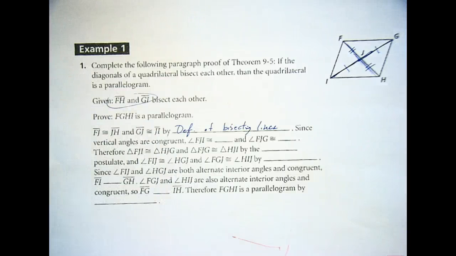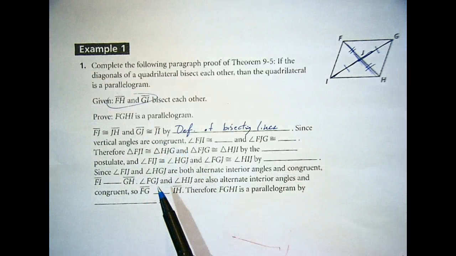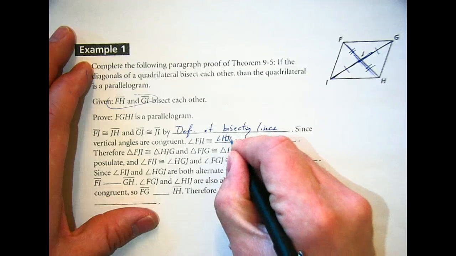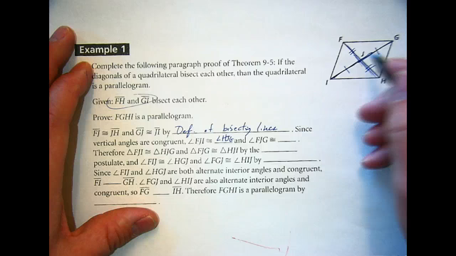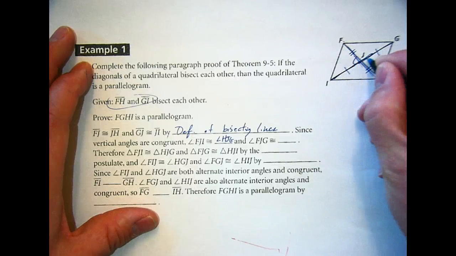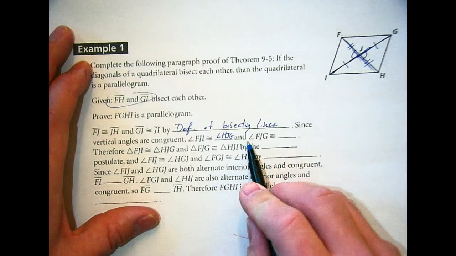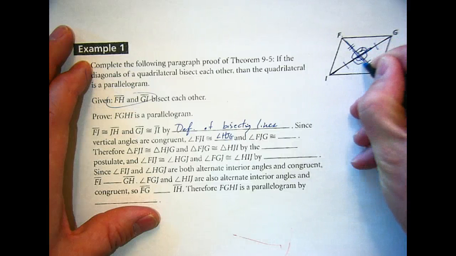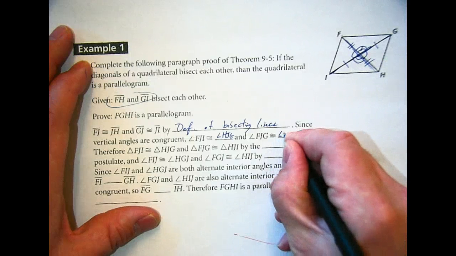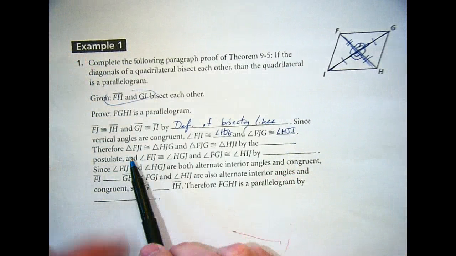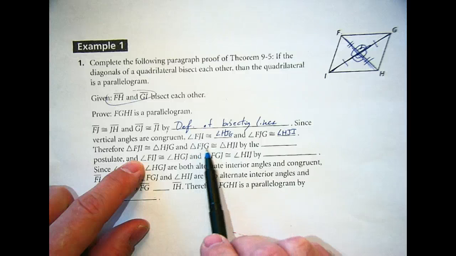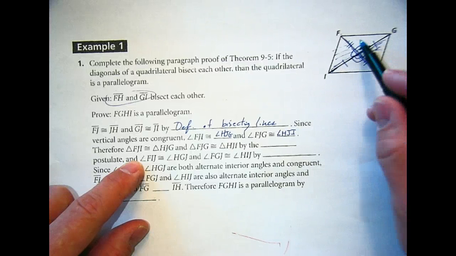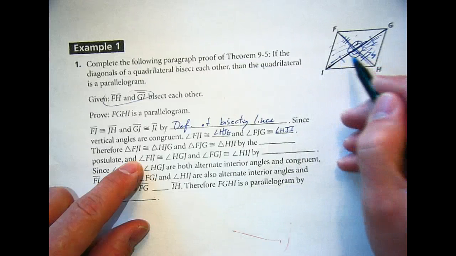Right, well done. Since vertical angles are congruent, angle FJI is congruent to angle HJG. All right, well done. So we should mark that in: FJI, so right there, and HJG. Good. And FJG is congruent to HJI. Therefore, triangle FJI and HJG, and triangle FJG and HJI, so this triangle right here and this triangle, and the other two that aren't shaded, are congruent by side angle side, SAS.